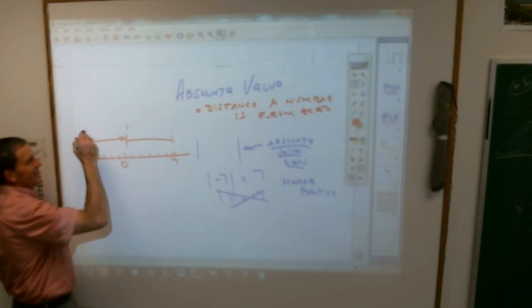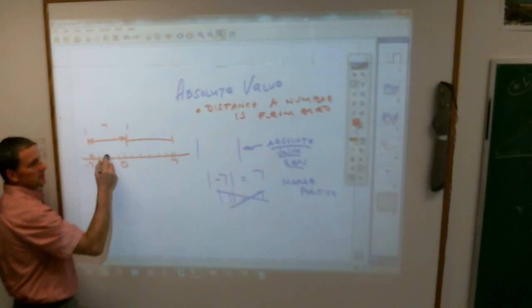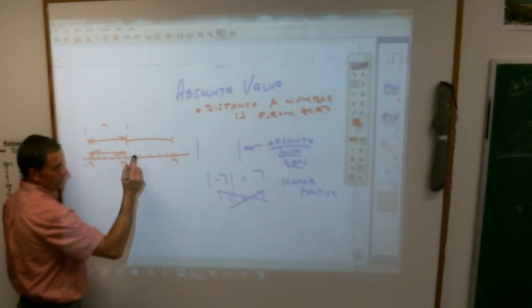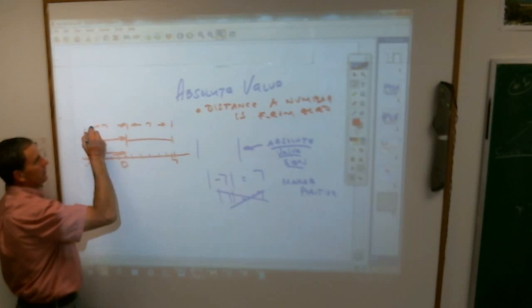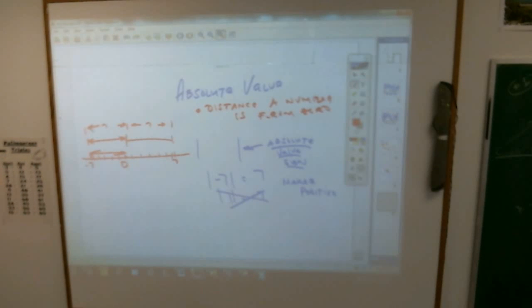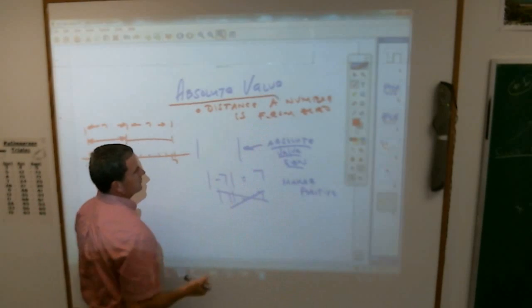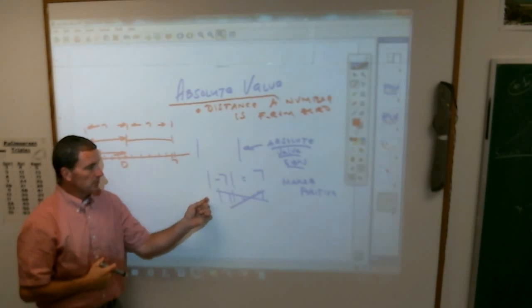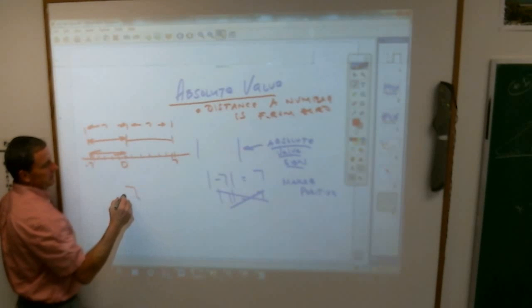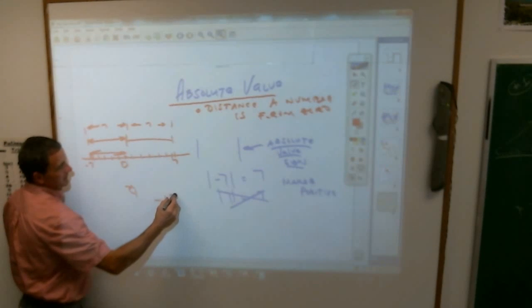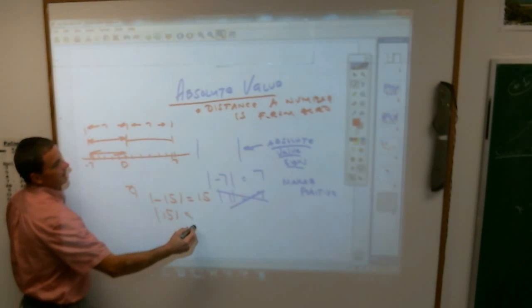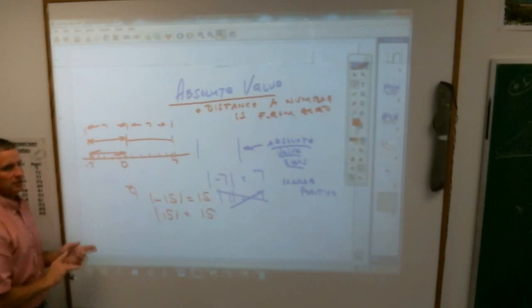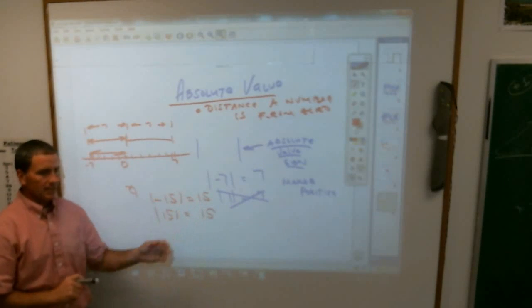Whether it's going from 0 to -7, that's still 7 units, or whether it's going from 0 to +7, that's still 7 units. Distance can never, ever, ever be negative. You can never travel a negative distance, and that's what absolute value tells you. So you have to be careful. The absolute value of -15 is +15, but the absolute value of +15 is still 15. It doesn't change it to its opposite. It just makes whatever's inside of it positive.